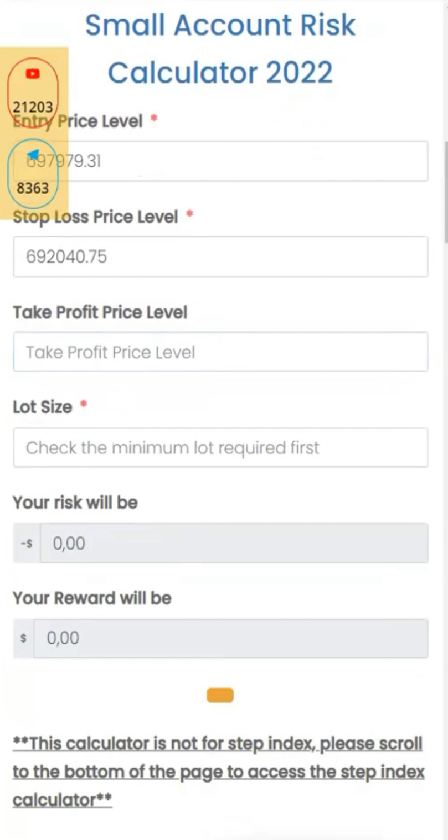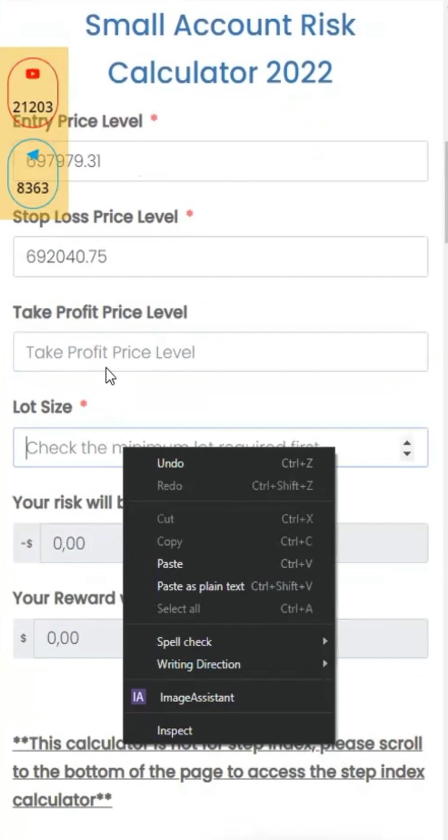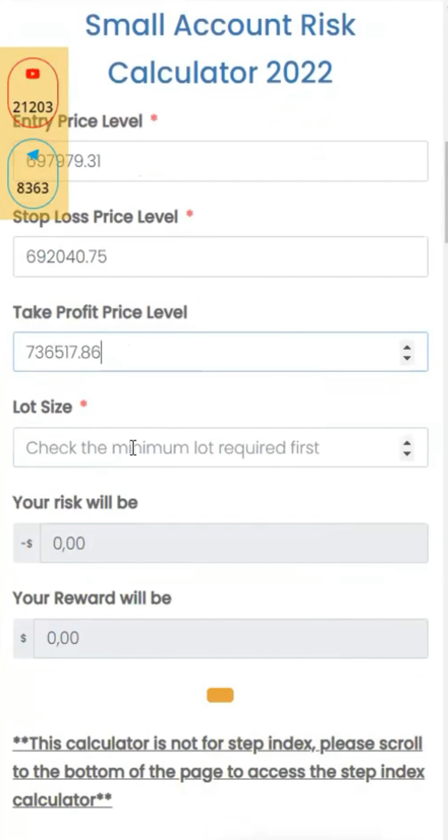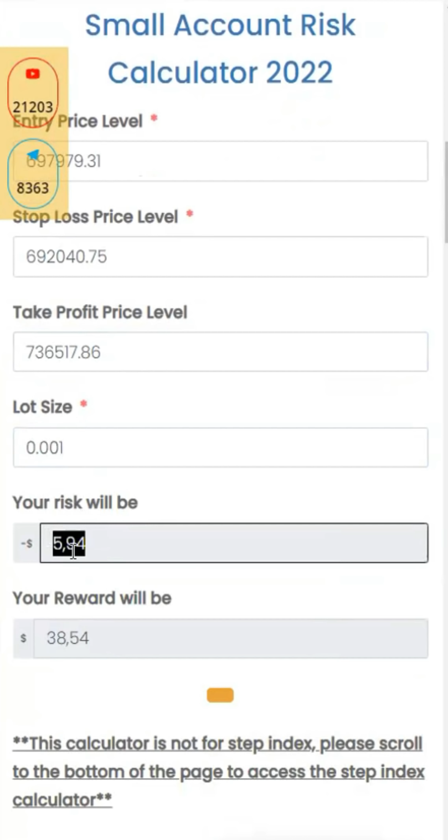So the take profit, just look at the next support and resistance. That's what we're doing. We want to trade structure, we want to trade on the zone. So if we paste the take profit right here, and then we go ahead and decide on the lot size. Let's say 0.001. This is fixed. This is the minimum because the account is too small.